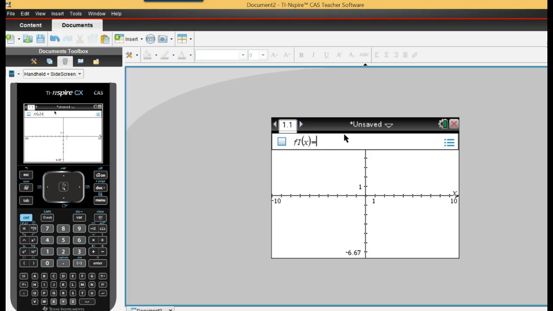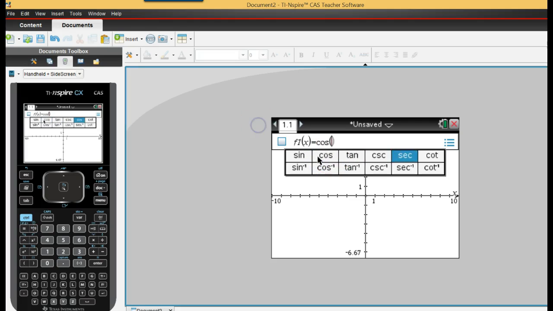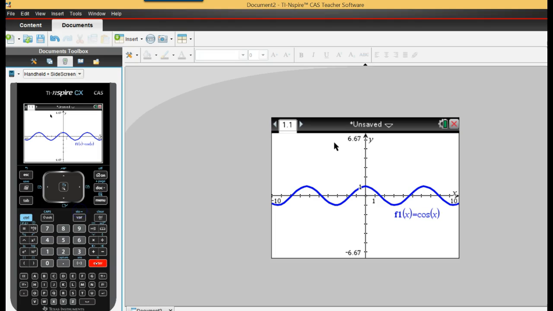That's a calculator. Okay, bring up the graph screen, and what we're going to do is put in here our cos curve. So cos x, if you don't mind. There it is there.